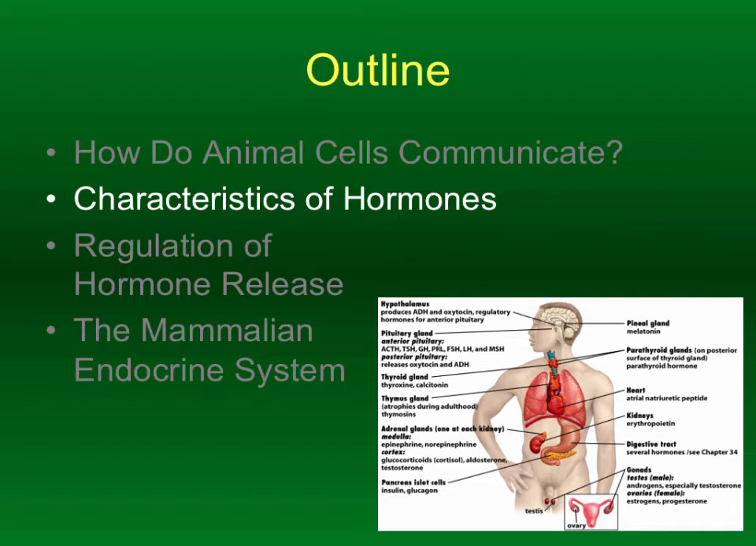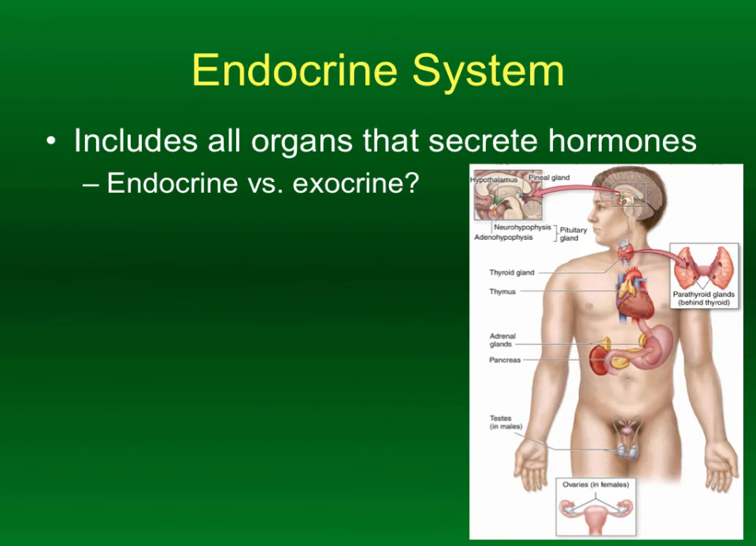Kidneys produce erythropoietin. There are all kinds of hormones produced in the digestive tract, which we're not going to see so much in this chapter, but we will pick up when we cover the digestive system in a few chapters. And then the gonads produce some of the androgens like testosterone, and estrogen and progesterone. There's a lot of stuff on that one picture, and we're going to take a look at most of those different hormones. All right, so again, the endocrine system, these are all of the things that produce hormones.